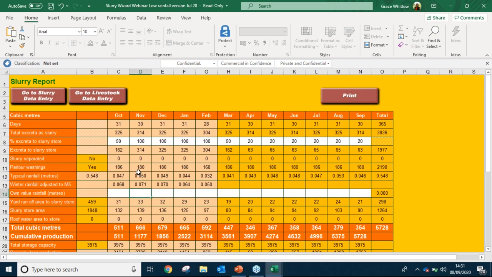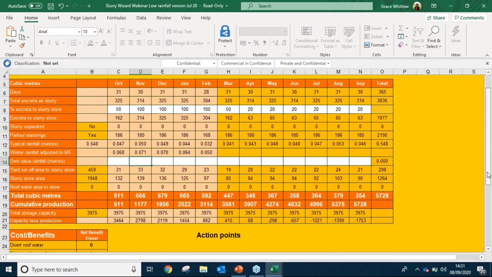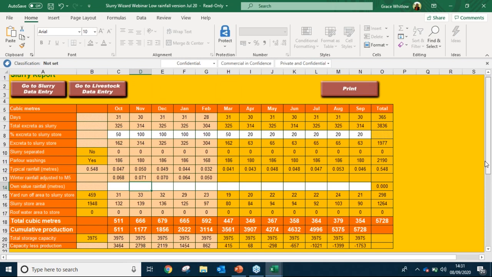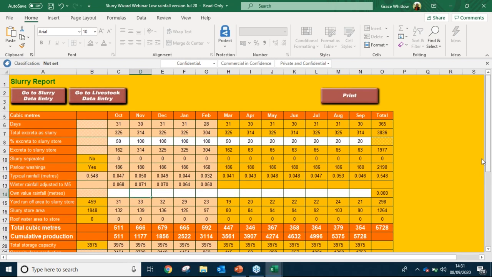demonstrates that although measures can be identified to ensure compliance, it depends entirely on individual farm circumstances, stocking levels, stocking rates, numbers of animals, yield levels, and of course location and subsequent rainfall. So I hope that's given you a little bit of an insight into the operation of the Slurry Wizard and what it can do. It's purely a calculator that takes the information supplied and gives an indication as to whether or not there is sufficient storage on the farm for the slurry being produced and the nitrogen being produced from the livestock.